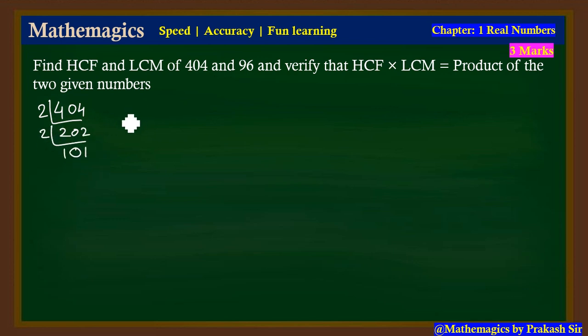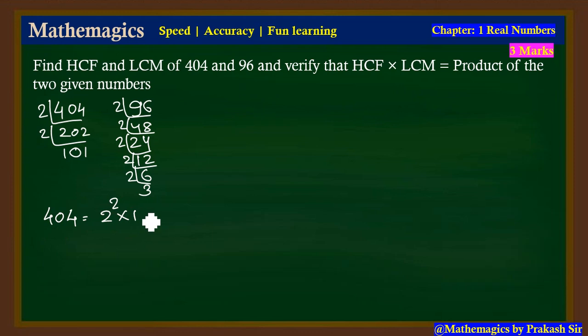101. Then the next number is 96. Here 2 will go, 2 fours are 8, 2 eights are 16. Then 2 will go 24, 2 will go 12, 2 will go 6, 2 will go 3. So dear friends, here I just wanted to write that 404 is equal to 2 to the power 2 multiply 101.